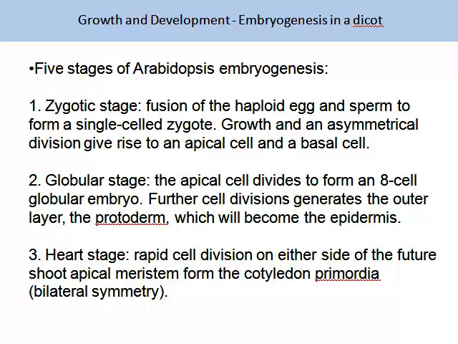Globular stage is the second stage. The apical cell divides to form an 8-celled globular embryo. Further cell divisions generate the outer layer, the protoderm, which will then become the epidermis. The third stage is called the heart stage. This is where rapid cell division occurs on either side of the future shoot apical meristem from the cotyledon primordia.